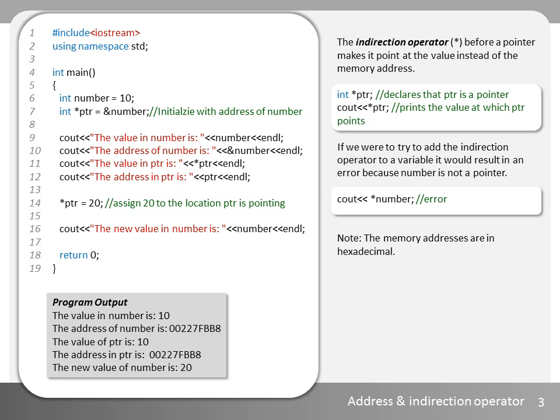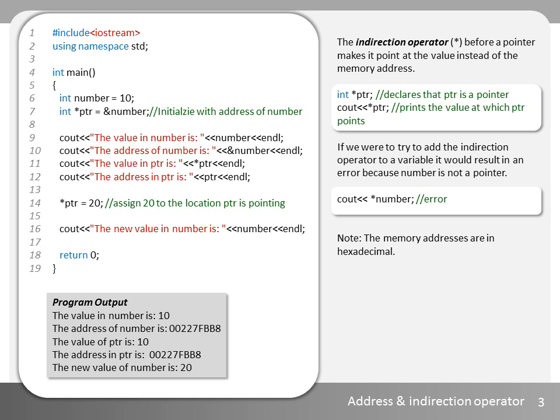The indirection operator before a pointer makes it point at the value instead of the memory address. This is also known as dereferencing a pointer. So printing a pointer with the indirection operator would result in printing the value that the pointer points to. If we try to add the indirection operator to a variable, it would result in an error because number is not a pointer.